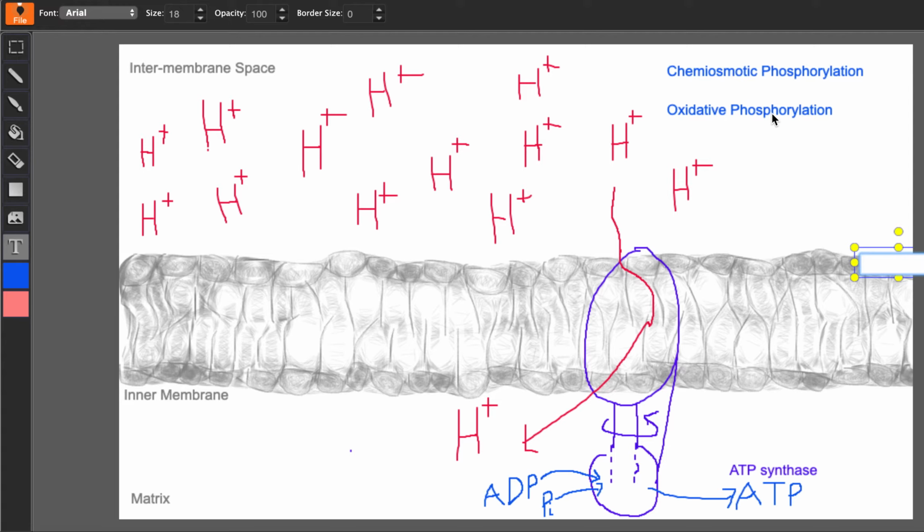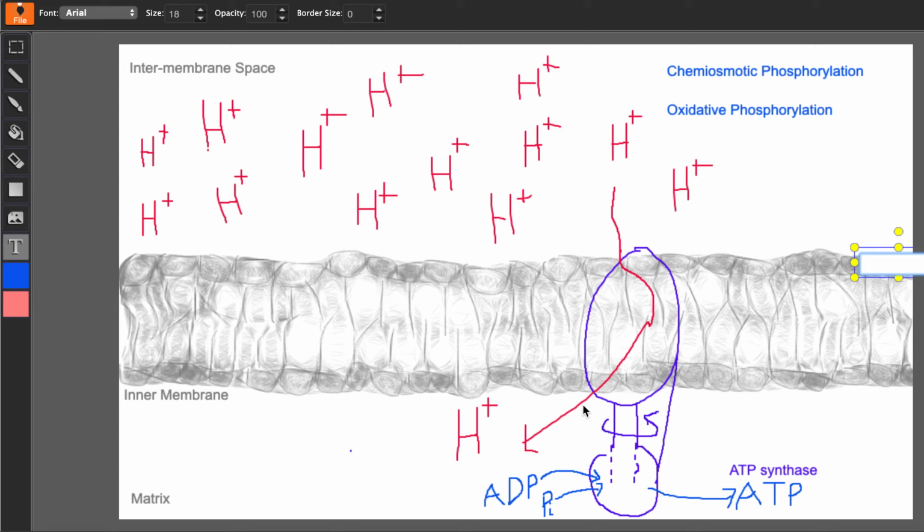And so I don't like to use oxidative phosphorylation because it's too aerobic centric when there are in reality many anaerobic electron transport chains that exist in the microbial world. So I would prefer just to use this term, chemiosmotic phosphorylation. Okay.